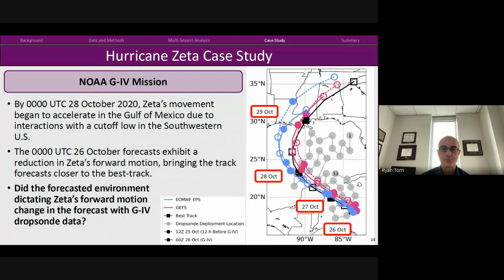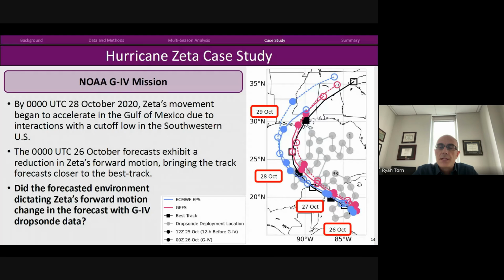Dropsondes were first deployed. So again, red is the GFS ensemble mean. The blue is the ECMWF. The solid line is the first initialization with the dropsonde data, and the dashed is the initialization before that. The gray dots here are where the dropsondes were deployed for this particular case. It's kind of hard to see in this figure, but if you look at the before and during dropsonde assimilation, you see that the one with the dropsondes is slower than the one that's before it.